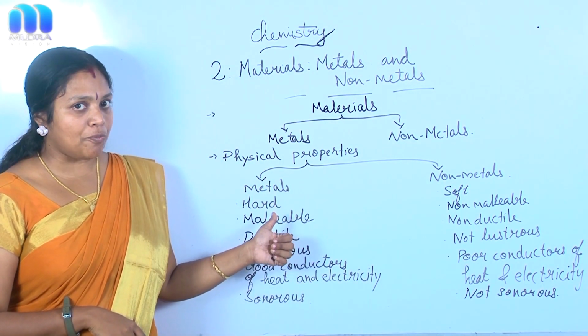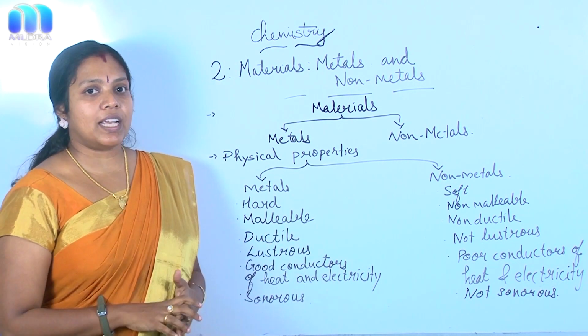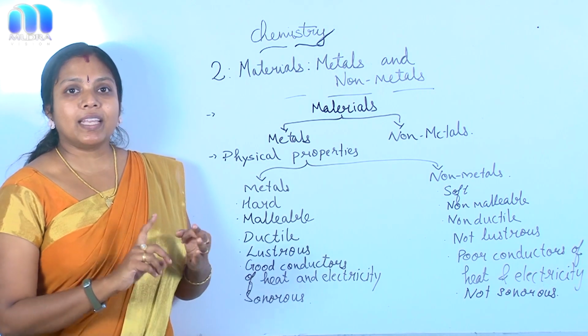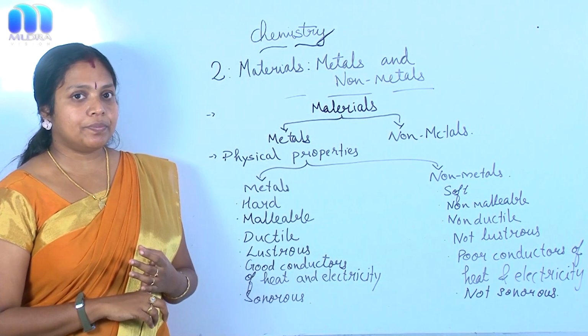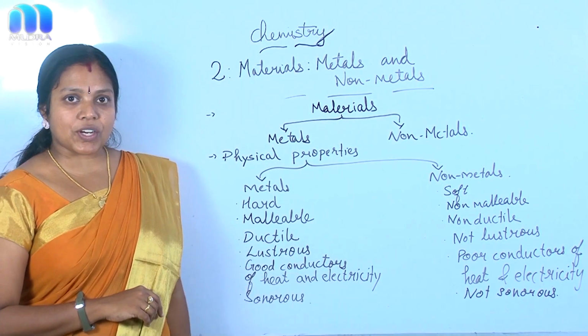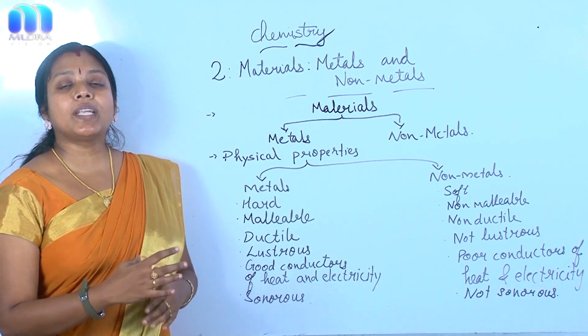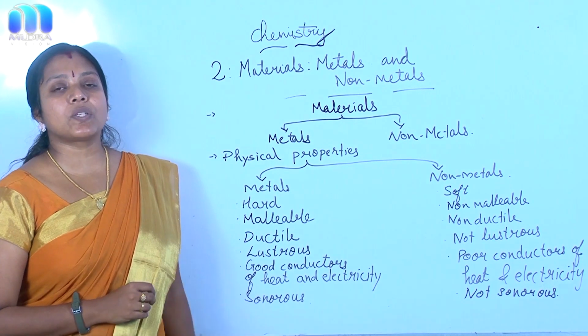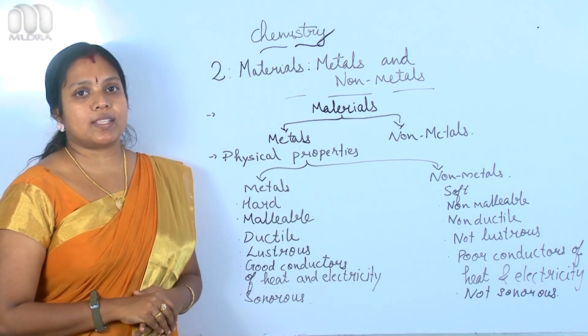About the physical properties of metals: they are hard in nature. Second, malleable. Third, ductile. Fourth, lustrous. Then, good conductors of heat and electricity. And the last one, they are sonorous.